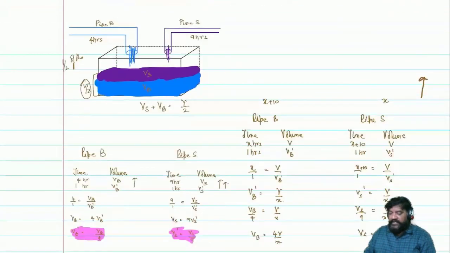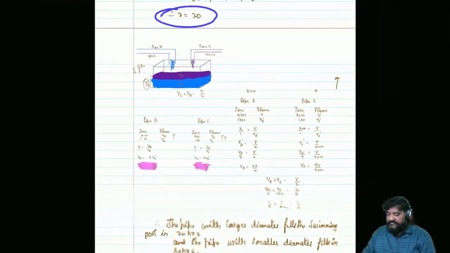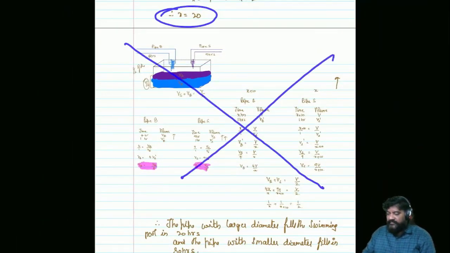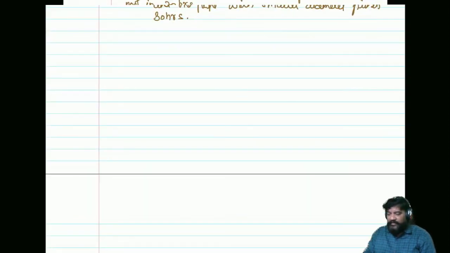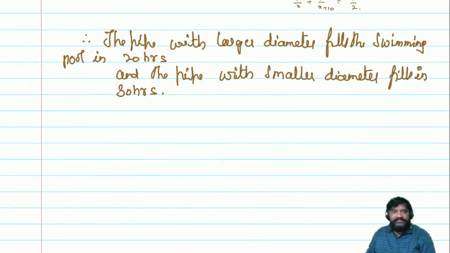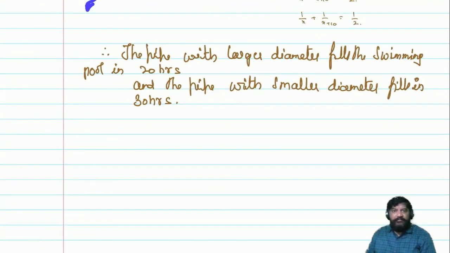Understand, we don't need to show all of these. We can omit all of these for our examination, it is only for our understanding. And from there, we can write this information, which is the closing statement of the question. The pipe with a large diameter fills the swimming pool in 20 hours, and the pipe with smaller diameter fills it in 30 hours. So that's the explanation for this particular video.